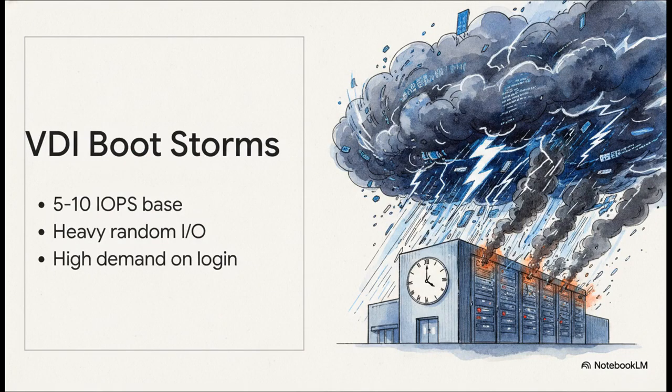Virtual desktop infrastructure is particularly vulnerable to this whole blender effect. Let's talk about the dreaded boot storm. During a normal afternoon, a virtual desktop might be humming along at just 5 to 10 IOPS. But hit 9 a.m. on a Monday, when hundreds of users are logging in and booting up their virtual PCs at the exact same time, that generates a massive, sudden spike in heavy, random I/O demand. If your storage isn't prepped to handle that instantaneous IOPS requirement, the whole workforce just grinds to a halt.